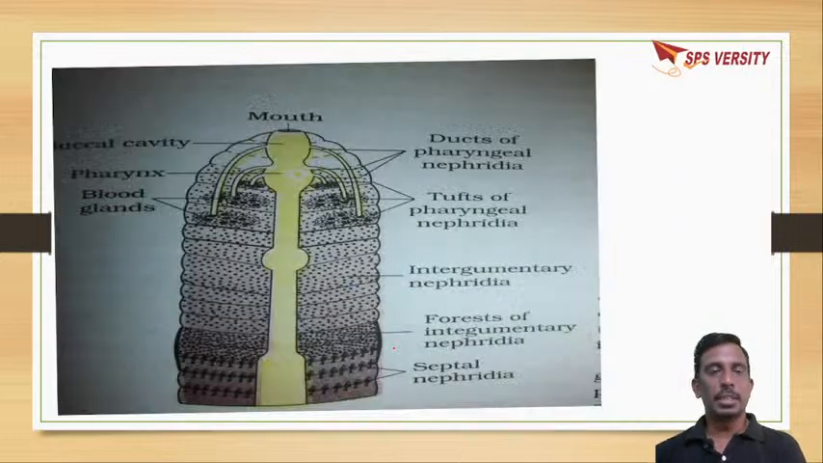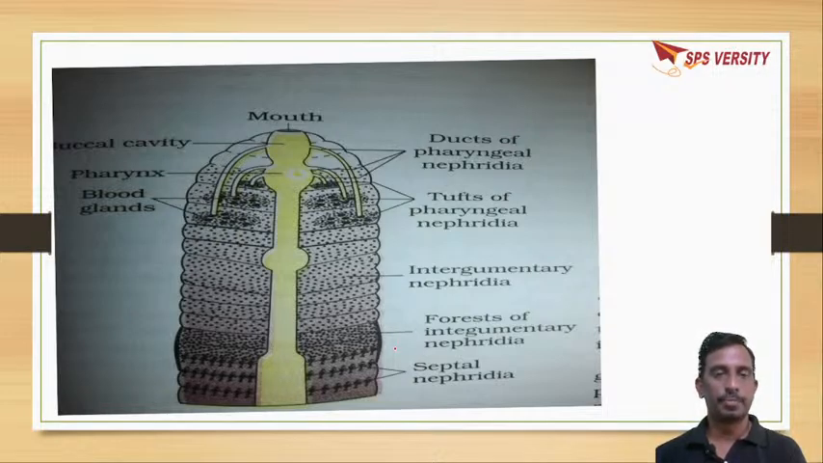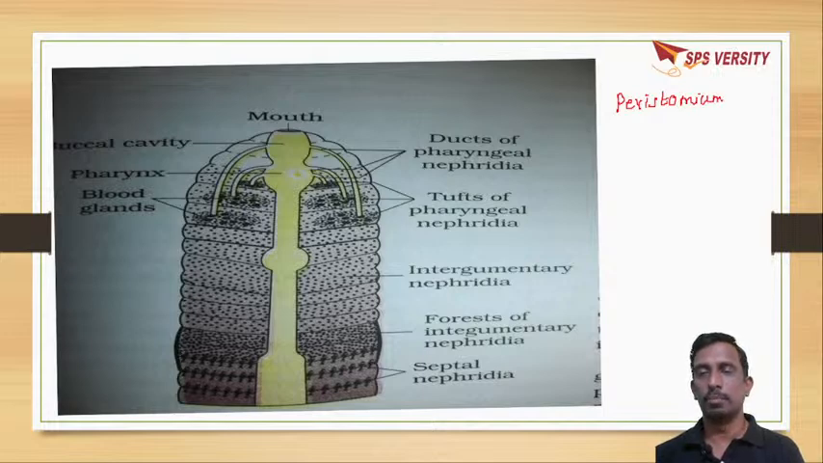When you come to the digestive system of earthworm, it starts with the mouth and ends with the anus. The segment of the mouth is called peristomium. And before the mouth, there is a fleshy tissue that is called prostomium.